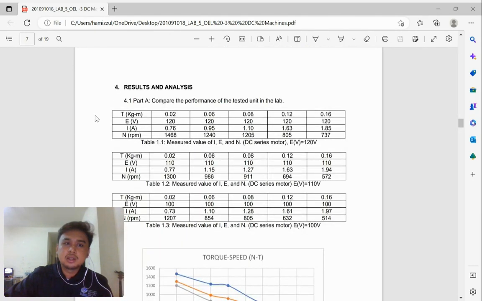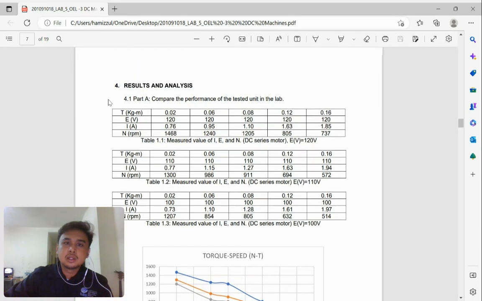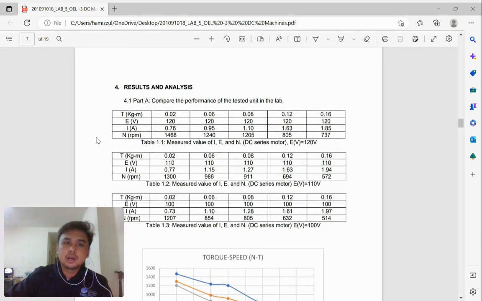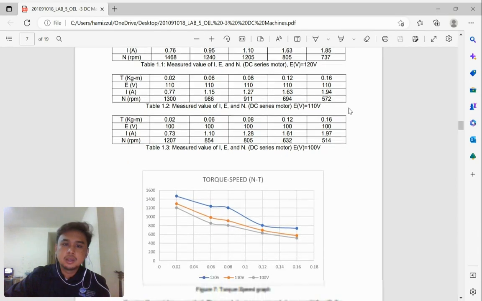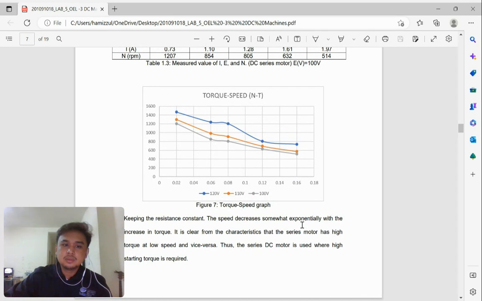For the results and analysis, this is the result table for part A, which is to compare the performance of the tested unit in the lab. As we can see, by keeping the resistance constant, the speed decreased somewhat exponentially with the increased torque. So it is clear from the characteristic that the series motor has high torque at low speed. Thus, the series DC motor is used where high starting torque is required.